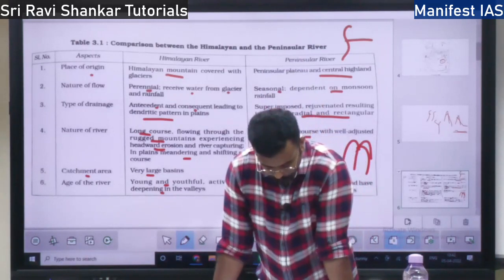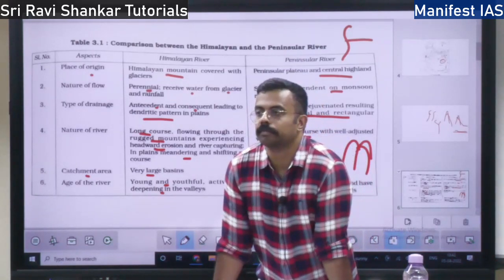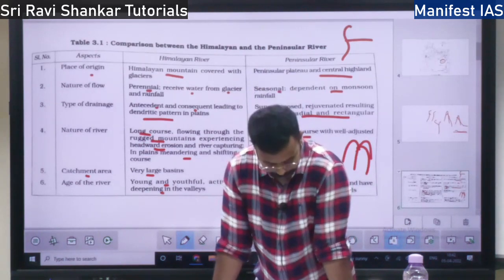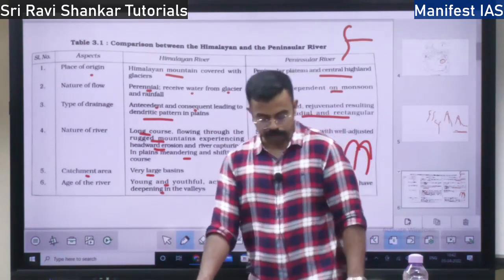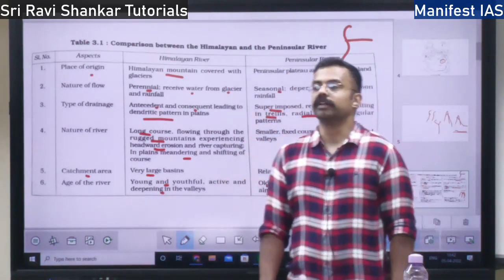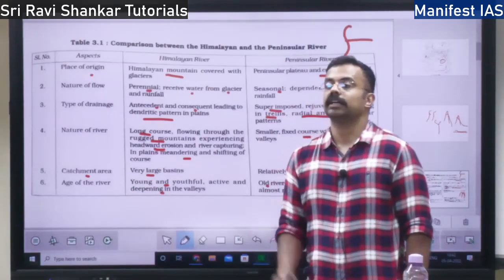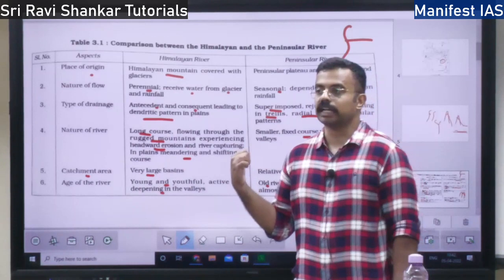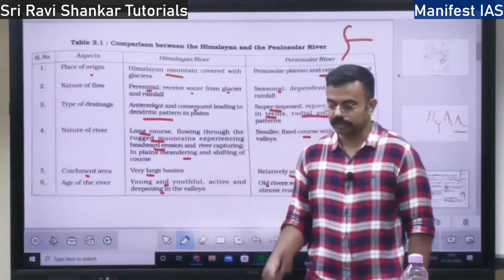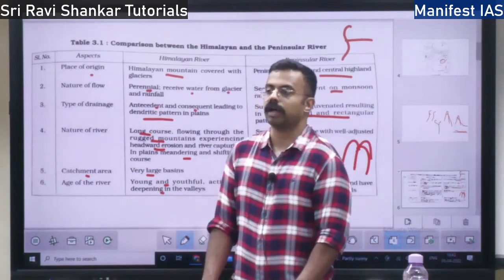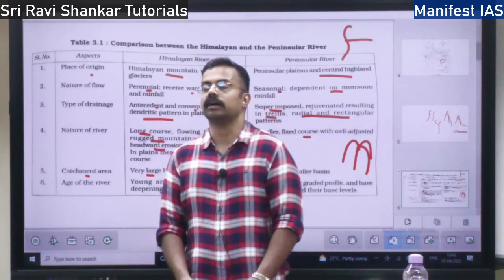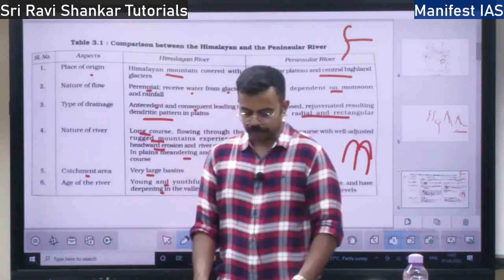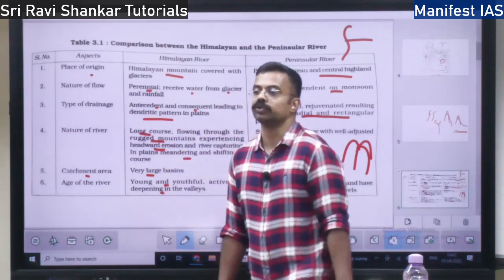Then the Narmada river has maximum discharge in the month of August and it will fall in October. That is because it is dependent on monsoon rainfall. That is why Narmada has maximum discharge in August. Next you have Godavari, which also has maximum discharge in the monsoon time. Later on it will reduce, right?